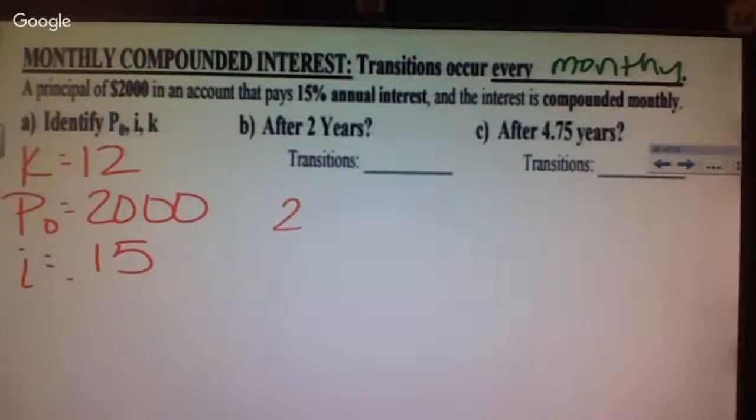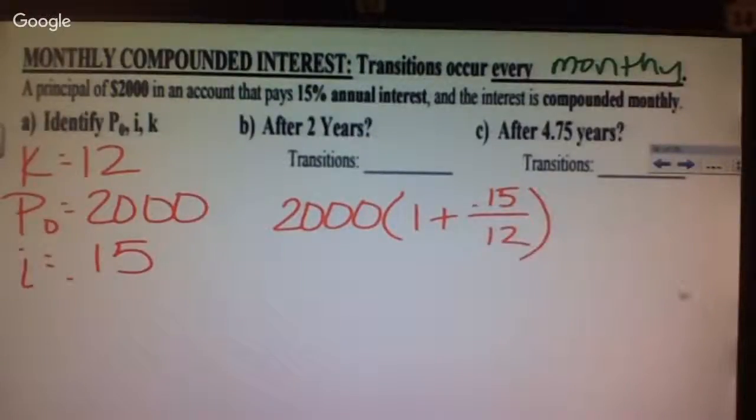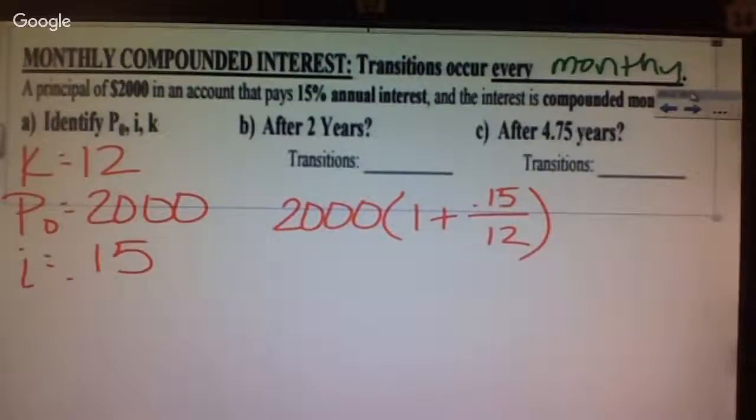So we start off with 2,000 times 1 plus 0.15 divided by 12 this time. I need to figure out though, what am I raising it to? Well, if this happens 12 times a year for 2 years, that's 24. 12 times 2. And if I'm going 12 times a year for 4.75 years, that's 57.